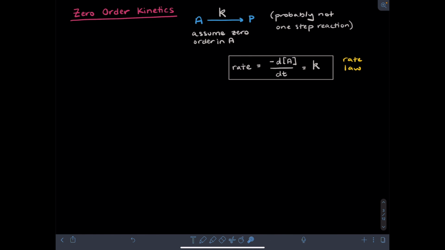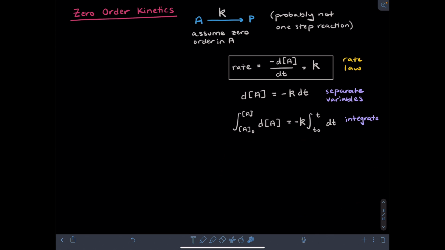We're going to do a little bit of math here, and I'm going to move the dt term to the right-hand side. I moved the negative sign over as well, so I now have dA equal to negative k dt, where A is my concentration of reactant A and k is my rate constant. I call this step where I moved the time-related component to the right-hand side separating my variables, where my variables are concentration and time. At this step, you would integrate both sides.